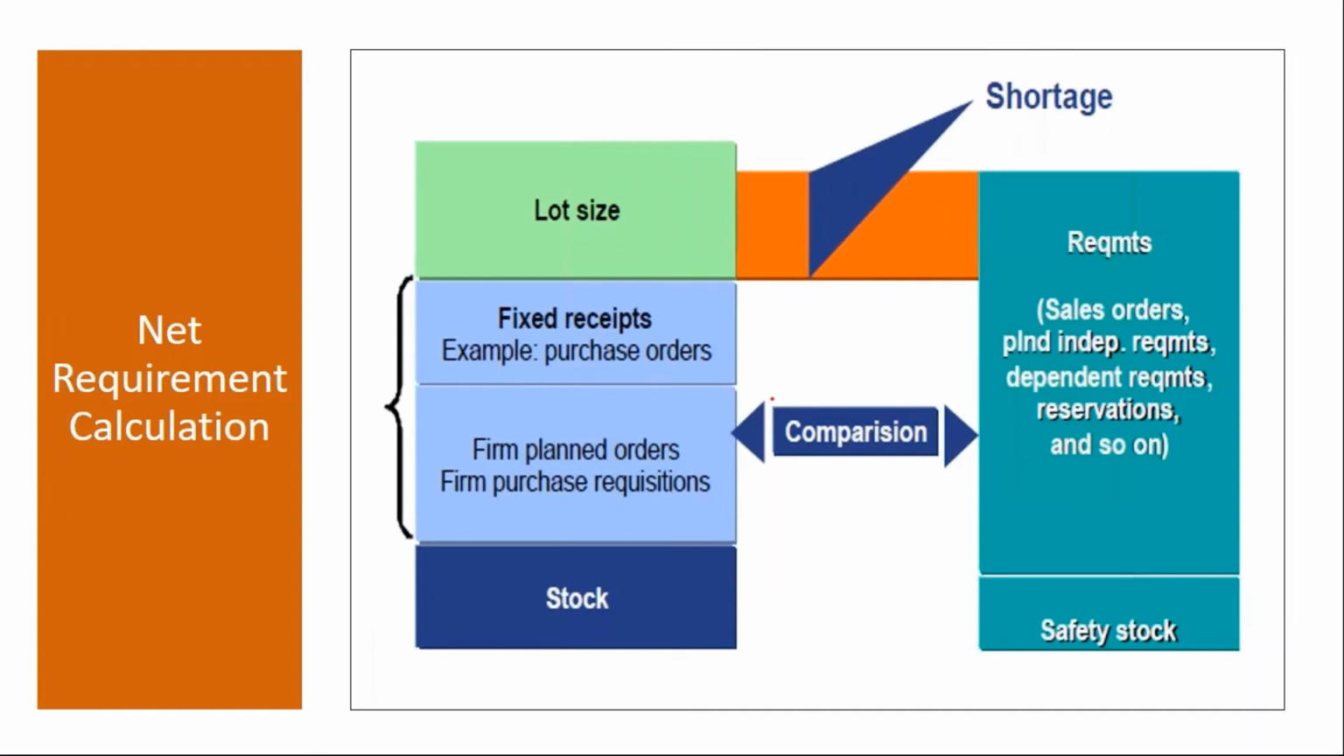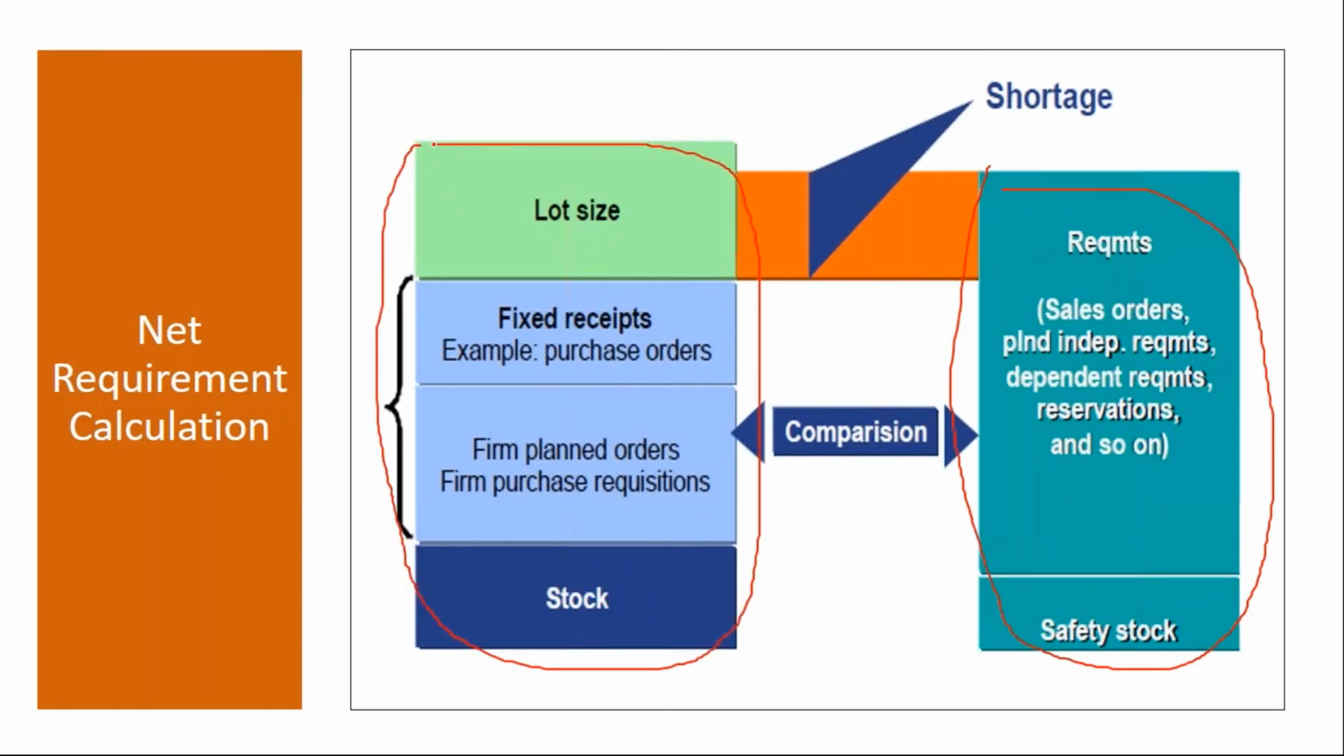So in the net requirement calculation, what system does is system will compare your existing requirements with your existing receipt elements, and if there is any shortage, it will determine the shortage. So what are your requirements? We discussed this already. Normally, requirements are sales orders, which come from the sales module, planned independent requirements, forecast, your dependent requirements for the down level materials, and reservations. All these are called requirements.